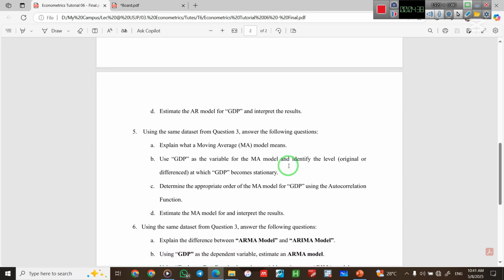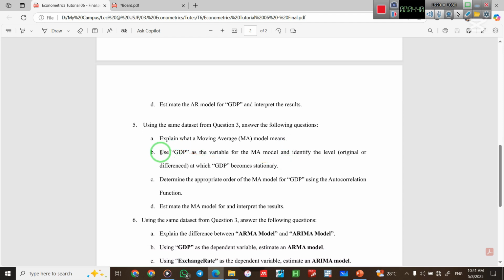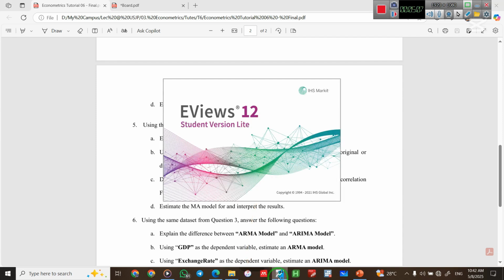Now we are moving to the second part of the question. The second part asks: use GDP as the variable for the MA model and identify the level at which GDP becomes stationary, right? So now they ask us to use GDP as the variable for the MA model and identify at which level the GDP becomes stationary, right? So I will go to my eViews.